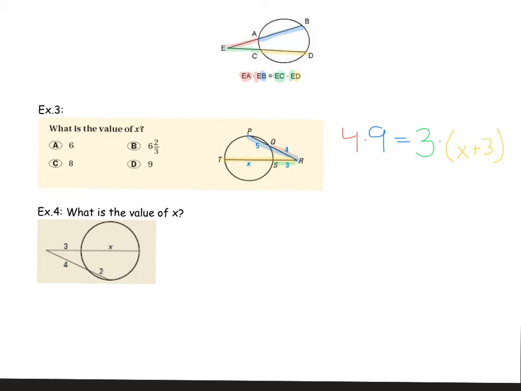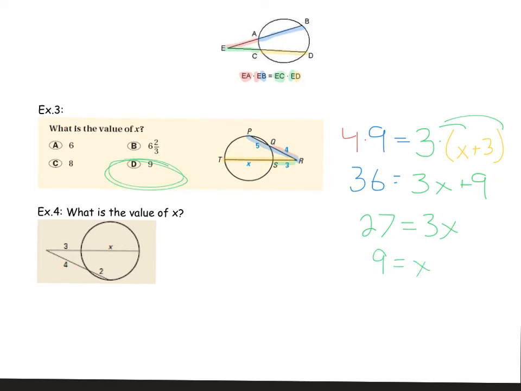Okay, and then you would just solve that like you normally would back in pre-algebra and algebra. So 4 times 9 is 36. Distribute on the other side, and you get 3x plus 9. And then you just solve that like normal. So subtract 9 from both sides, and you get 27 equal to 3x. Divide by 3, and you get 9 equals x, or x equals 9. So that would be equivalent to option D here for the answer.